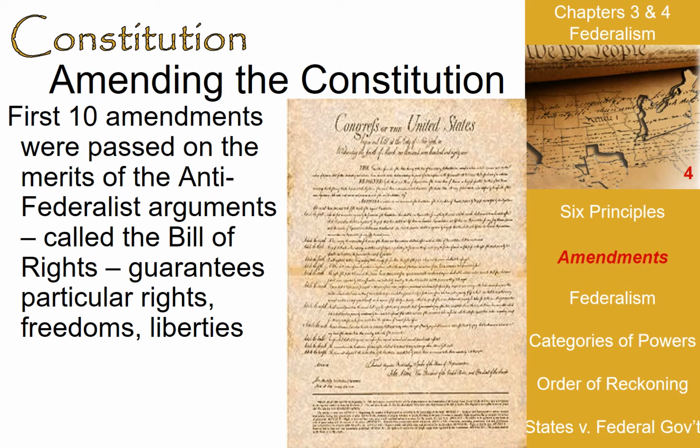Again, Madison was afraid that if a list was made, then people would say, well, if you're looking for a specific right and it's not listed, then you don't have it. Whereas the Anti-Federalists said, let's make a list and we can always change it later. And it can be understood as a partial list. So that's where we got the Bill of Rights.